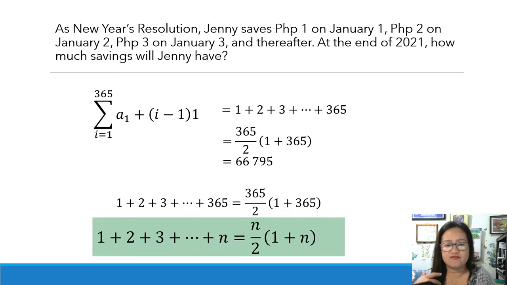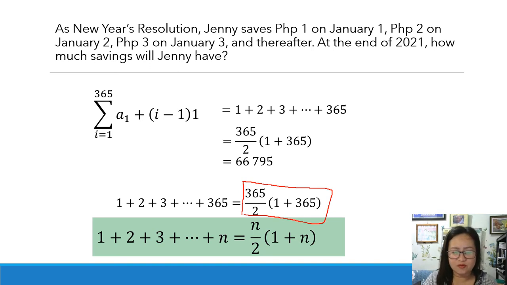Now let's find a formula that will help us get the sum of the same type of problem. So let's say we're given 400 days, not just 365. How can we have a much shorter way of getting the sum? Now, what if we have 1 plus 2 plus 3 plus and so on until plus n? And let's suggest that we have this formula, n over 2 times 1 plus n. That is by just getting the pattern of this, where 365 is equivalent to n, okay, and 1 as the first term, then n as the last term.